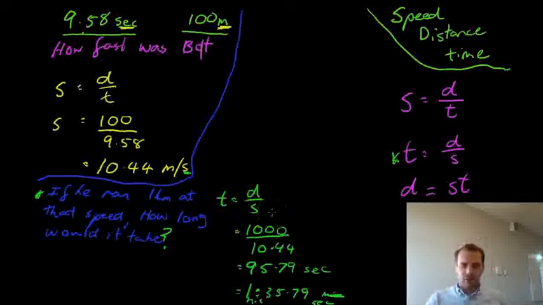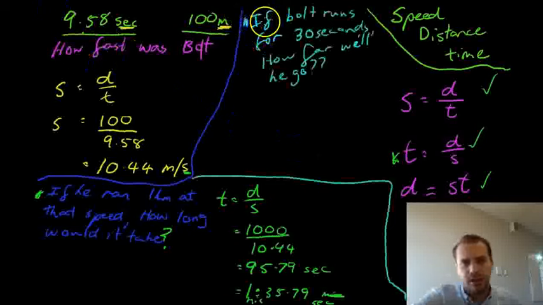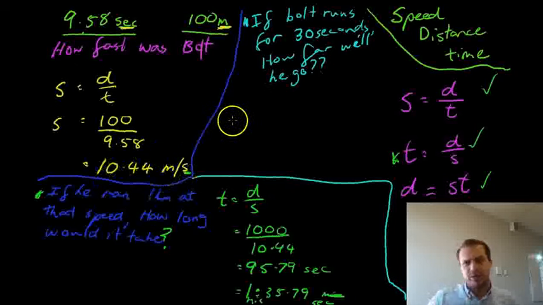Okay, so recapping, we watched Usain Bolt, and then we calculated how fast he could go, his speed in meters per second. And now we've calculated the time it would take for him to run 1,000 meters, assuming that he could keep running at that pace. So we've used this formula, we've also used this formula. We can probably use this formula as well. Okay, so here's our third example. If Bolt runs for 30 seconds, how far will he go? Again, we're assuming that he can keep running that world record pace, which is totally unrealistic, but for the purpose of our maths it will do.